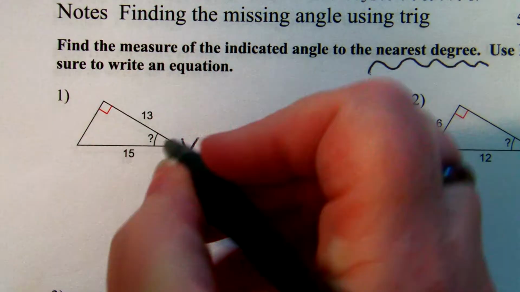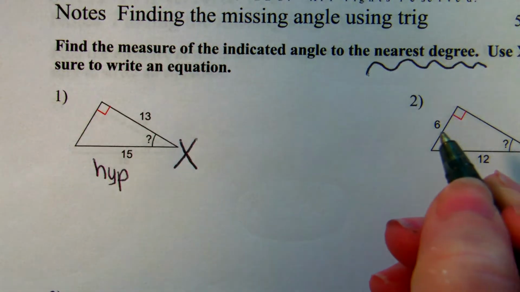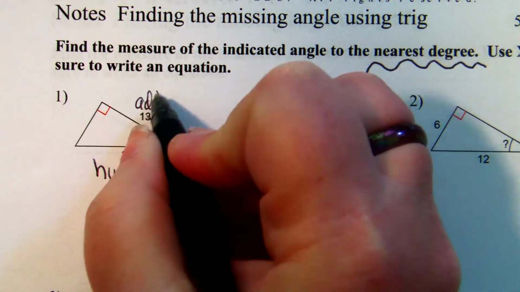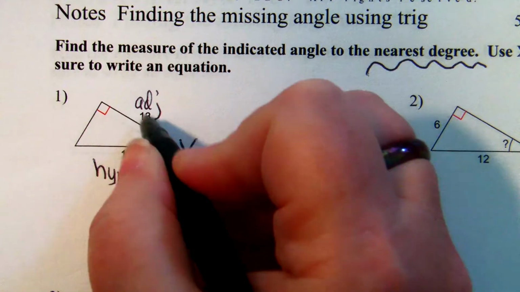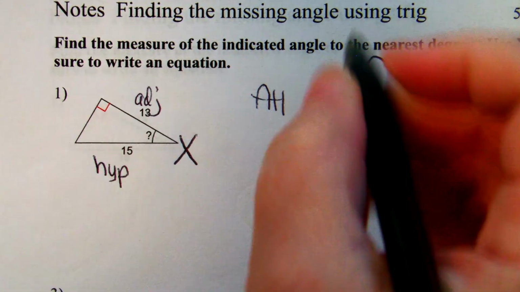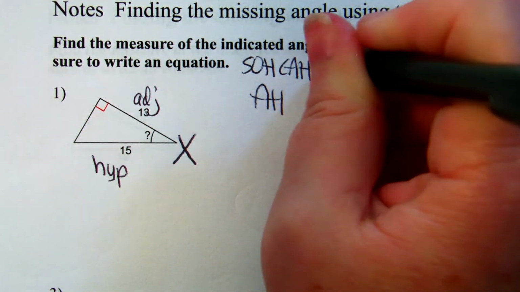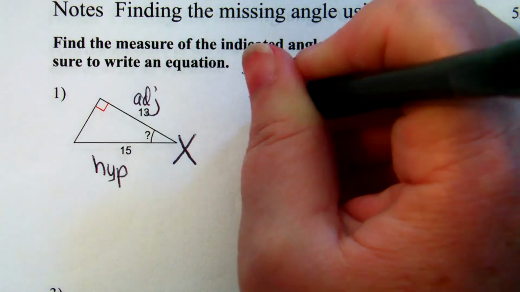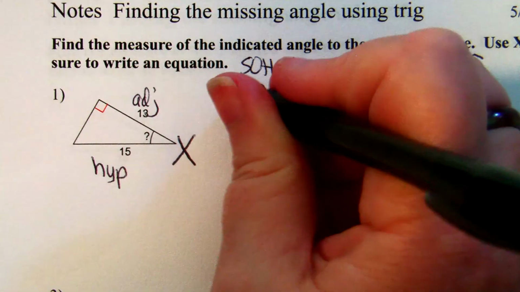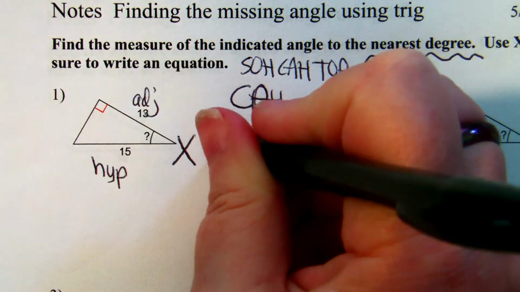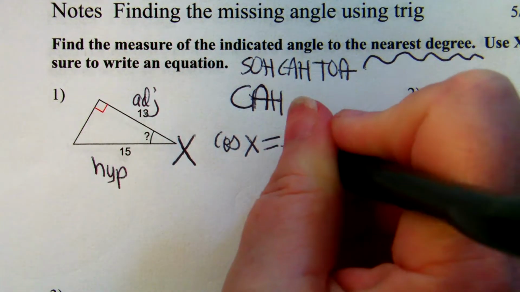So this is the angle we're going to use. So this side is the hypotenuse. And this is adjacent, because this is opposite the angle. So this is adjacent. And we write our friend up here, SOHCAHTOA. Which one is it? Cosine. So cosine of x equals adjacent, which is 13, over hypotenuse, which is 15.